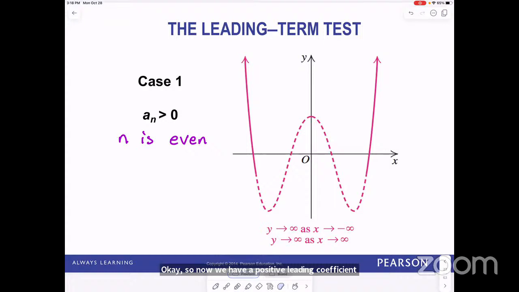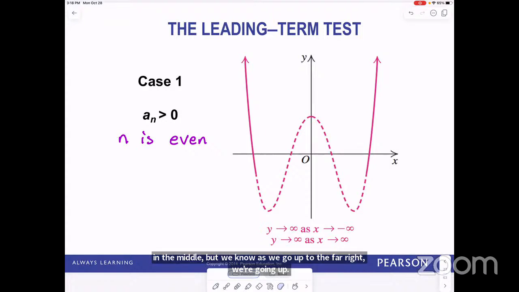Positive leading coefficient means our graph goes up to the right. If the degree of our polynomial is even, that means the other side does the exact same. So if we go up to the right, we're going to go up to the left. This doesn't give us any information about what happens in the middle, but we know as we go to the far right, we're going up. As we go to the far left, we're going up.